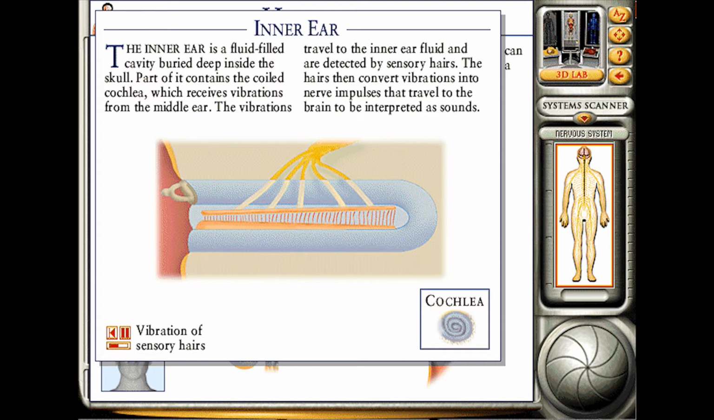Different sounds affect different sensory hairs. For example, a high-pitched sound like this one stimulates the hairs at the entrance to the cochlea. A low-pitched sound like this one stimulates the hairs at the top of the cochlea.